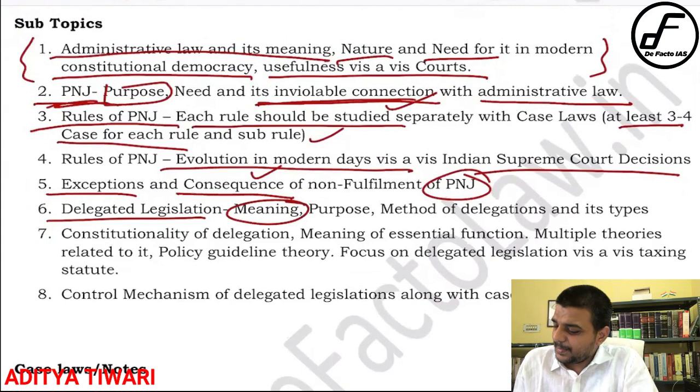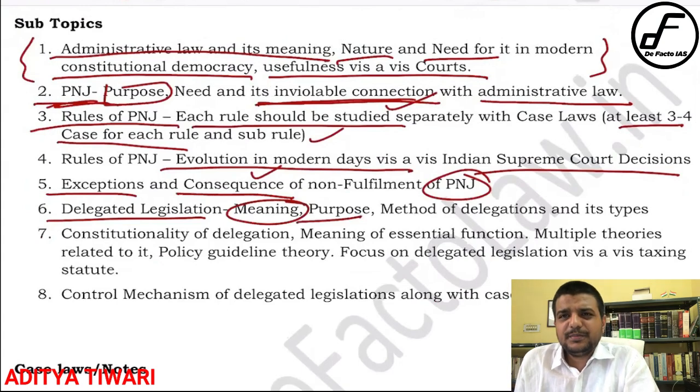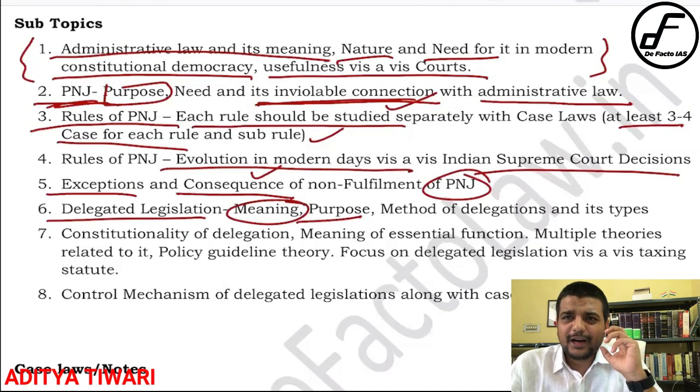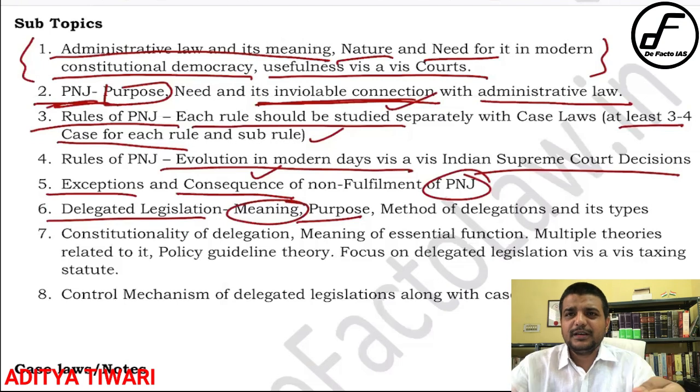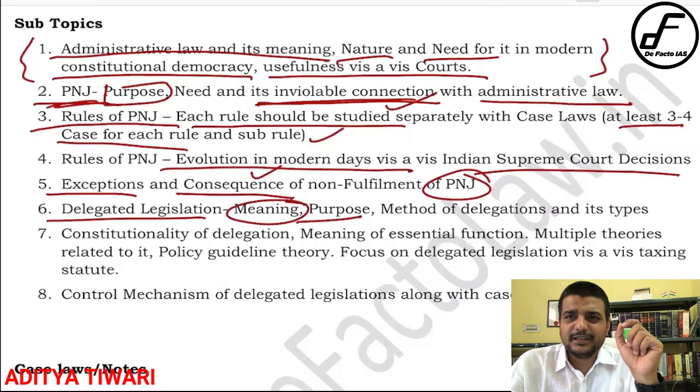Then the purpose of it: what purpose did delegated legislation solve? It basically introduces flexibility in law. Once you make a law, you cannot possibly comprehend all the things related to that particular law, because the ground application of every law is different. So you have to trust your executive by giving them power to mold the law according to the current prevailing circumstances.